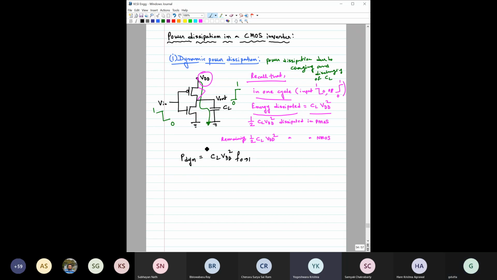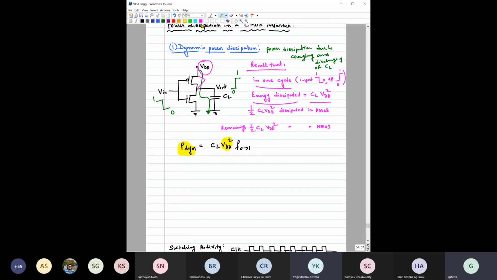But you notice one thing clearly, that this power dissipation, P dynamic, is related with VDD square. So if you change this VDD 2 times, the power dissipation will change by 4 times. Dynamic power dissipation changes by 4 times. So this VDD has a huge impact on the dynamic power dissipation. So that thing we have noticed.